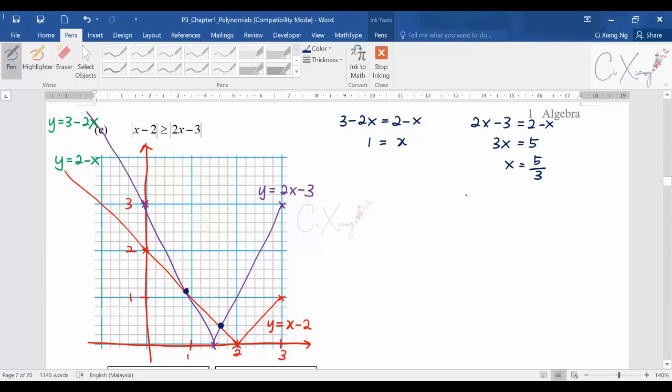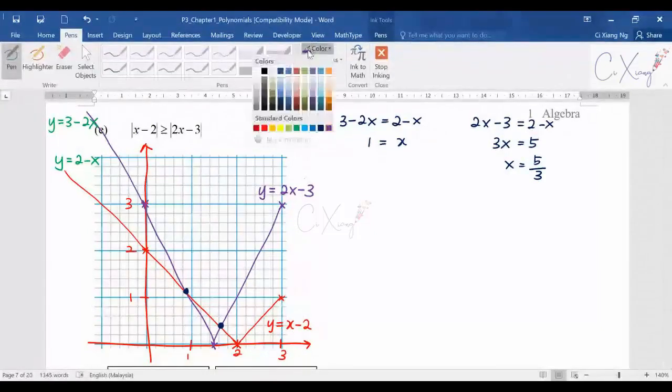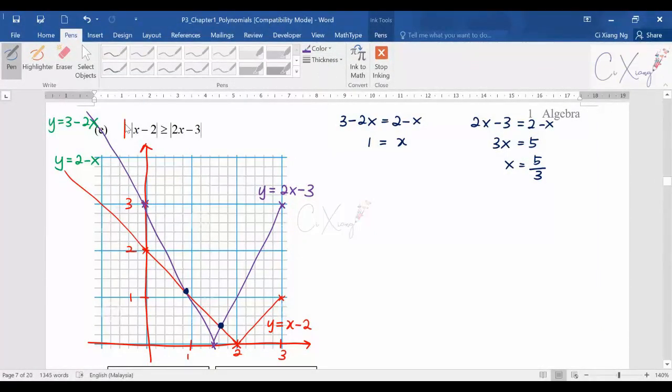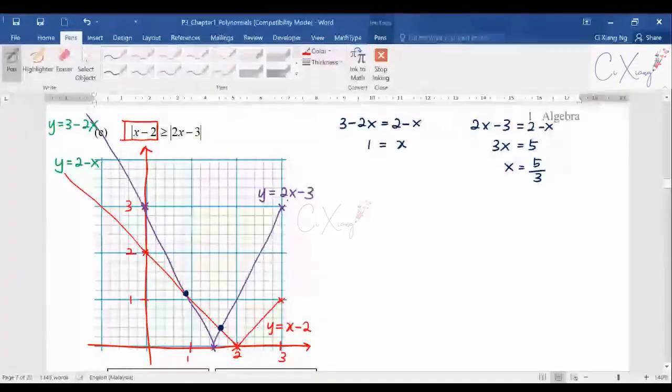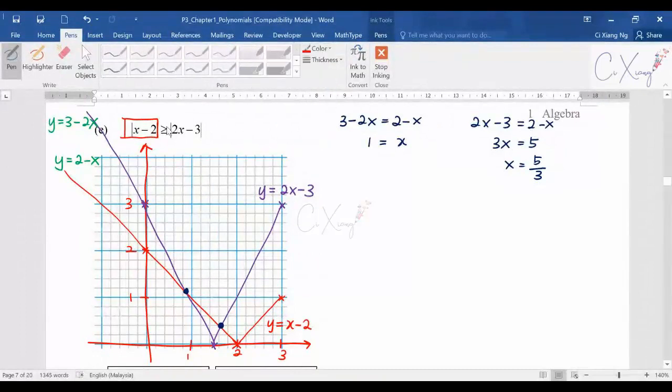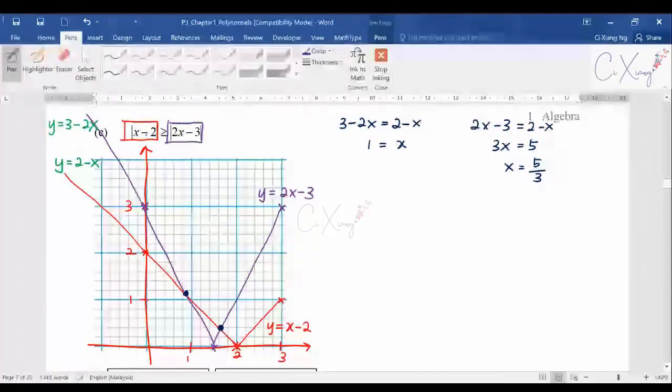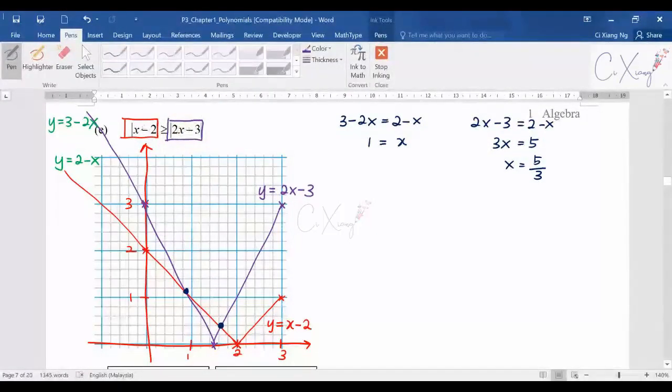Now I want to know which one is the correct answer that I want. Again, modulus of x minus 2, I draw it using red color, so this is the red color graph. And 2x minus 3, I draw it using purple color, so this is the purple color graph. According to the question here, they want red color higher than purple, or red color greater than purple. So you have two intersection points here, right?